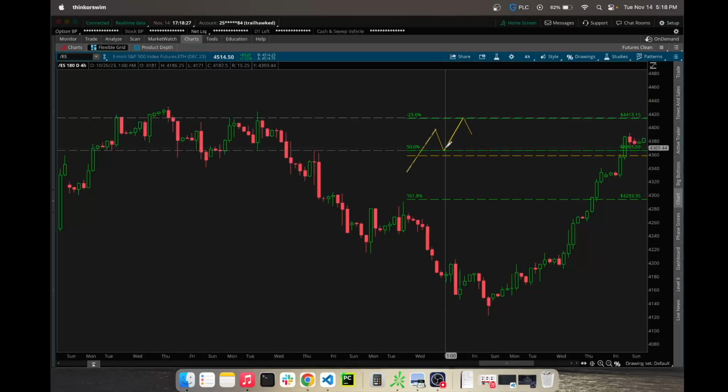Now we can get into the next leg of our sequence. If both of these are clean, either the 50 or the 61.8, and then we push towards the negative 23.6, a clean entry and a clean exit means that this sequence is valid. And this sequence is something that you can start to consider other entries on.